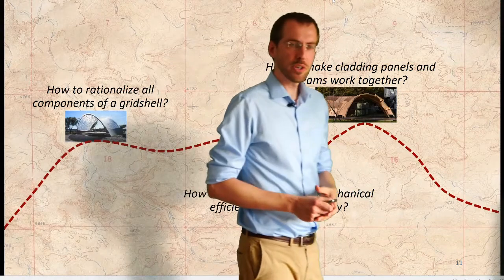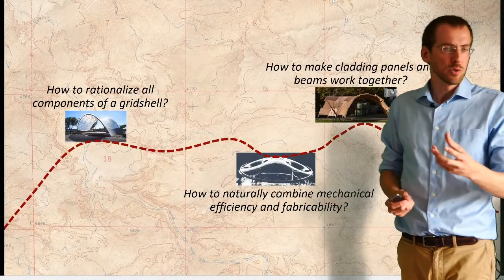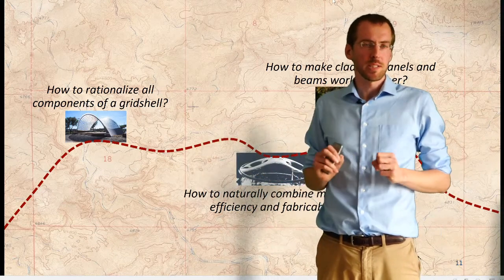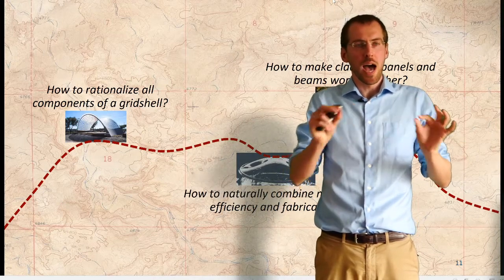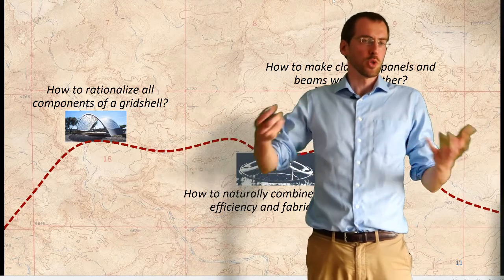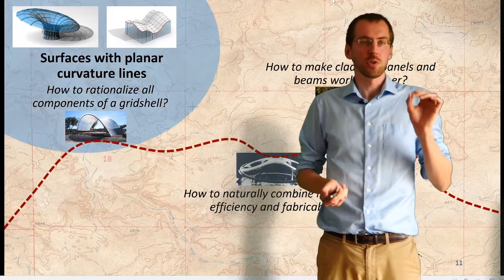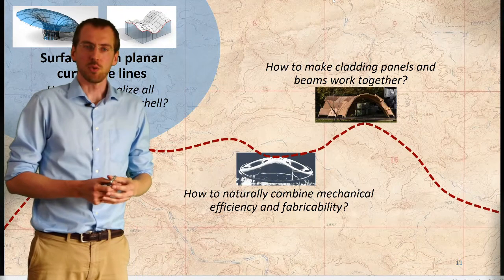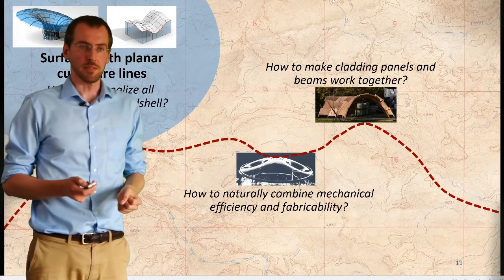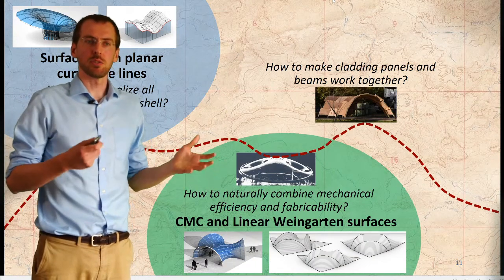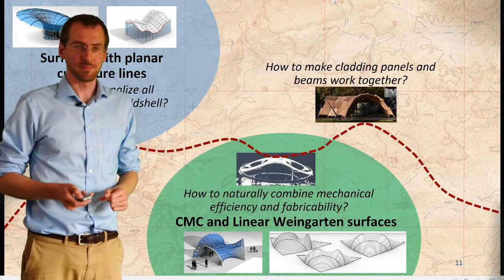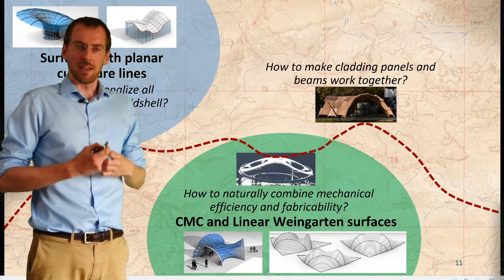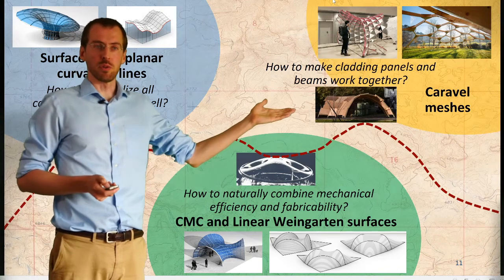And this work will be guided by 3 observations, 3 case studies that will raise 3 different questions. By looking first at this small pavilion in the US that is packed with a lot of geometrical tricks that help simplify all the elements of a structure, we will wonder how we can apply the same geometrical rules to a much wider family of surfaces, and this will guide us to the exploration of surfaces with planar curvature lines. In a second step, we'll look at soap bubbles to think about how we can naturally combine mechanically efficient shapes and fabricability. This will guide us to the exploration of surfaces with constant mean curvature, CMC, and linear Weingarten surfaces. Finally, by looking at this recent pavilion at École des Ponts, we'll wonder how we can make cladding panels and beams work structurally together and how to help this link using geometry. And this will guide us to the new field of Caravelle meshes.